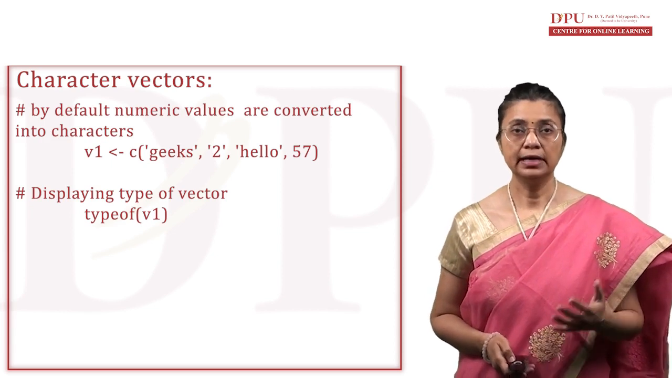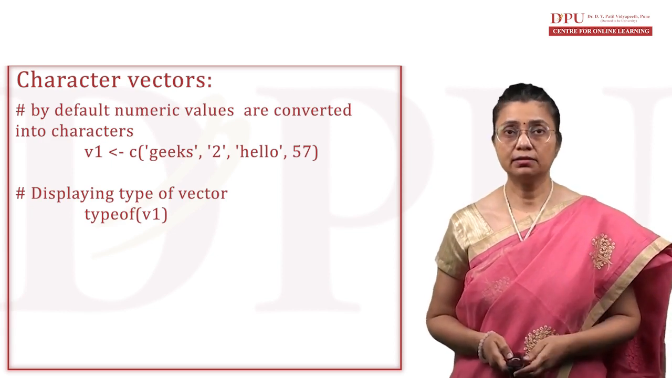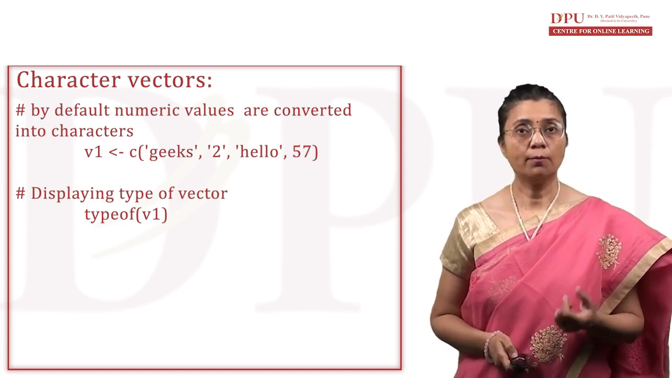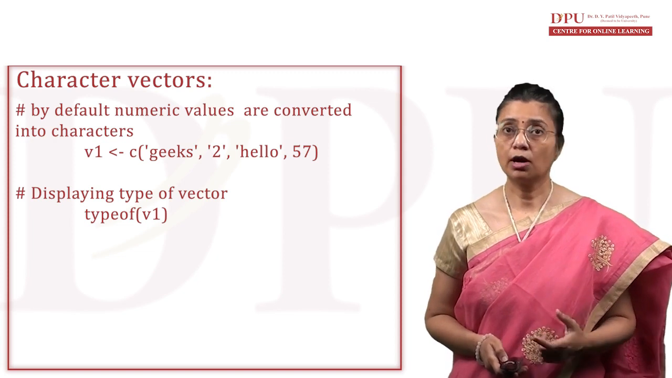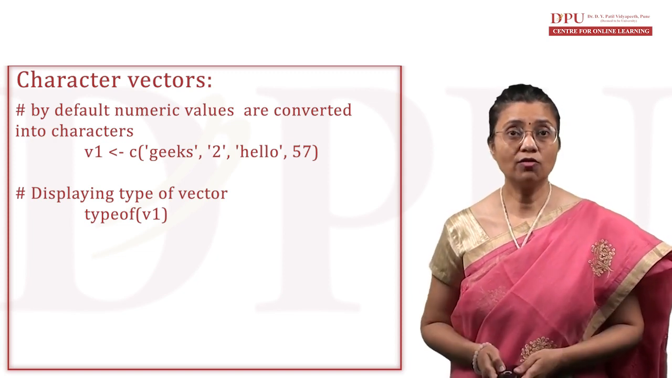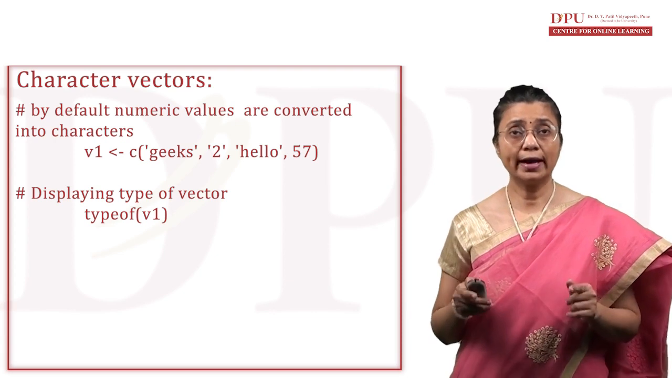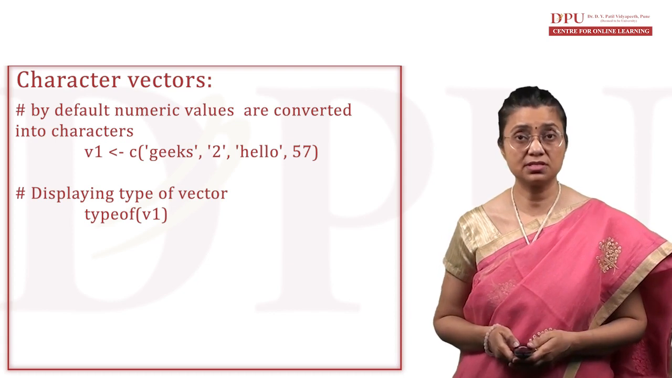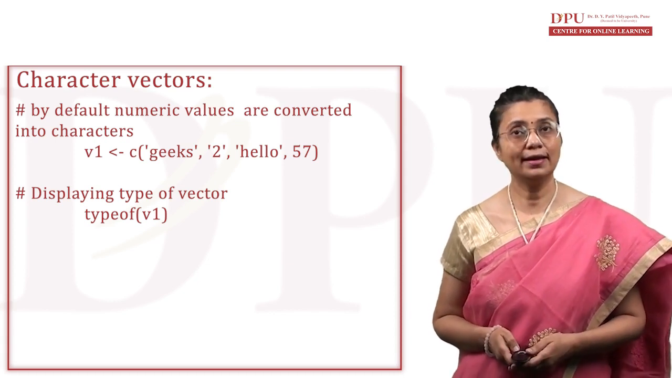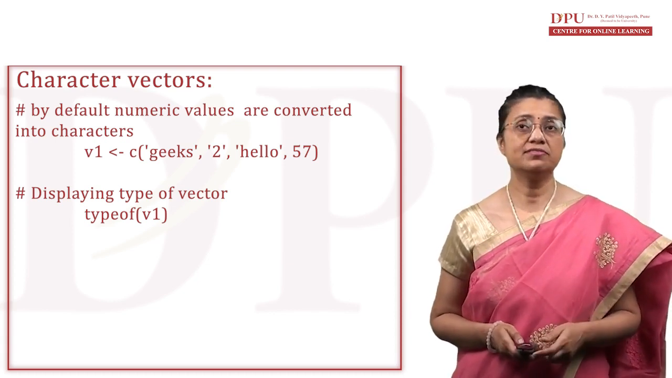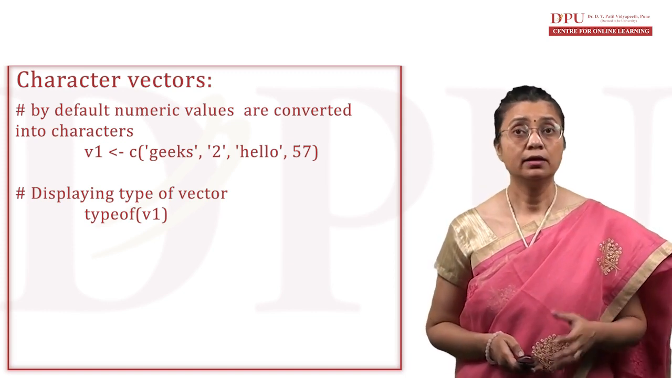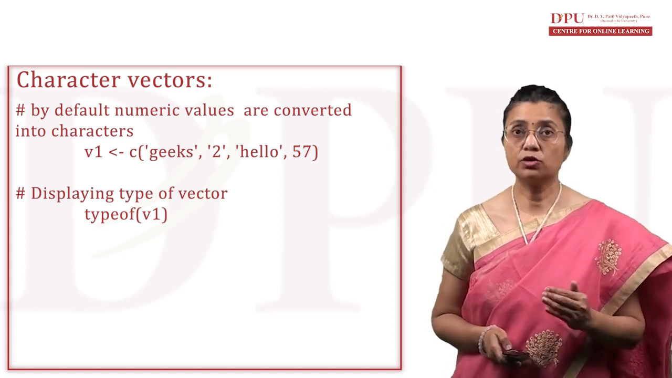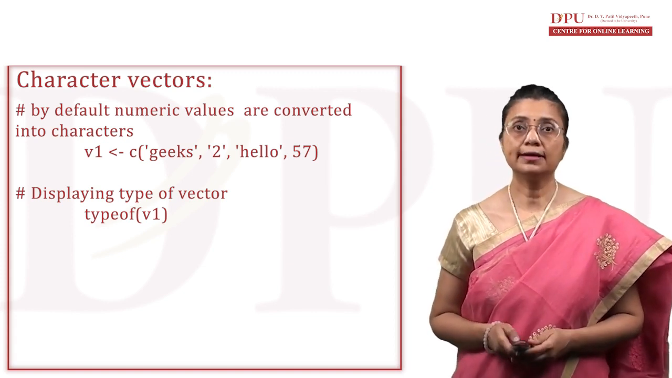Here in this example, I see v1, which is my vector, and it is assigned a list of values: geeks, 2, hello, 57. You can see over here that geeks is my character value. 2 is automatically my character value, which is enclosed in single quotes. Hello is also a character value, but 57 was a number, but it has been implicitly coerced into character data type, or you can say automatically it has been converted into character data type.